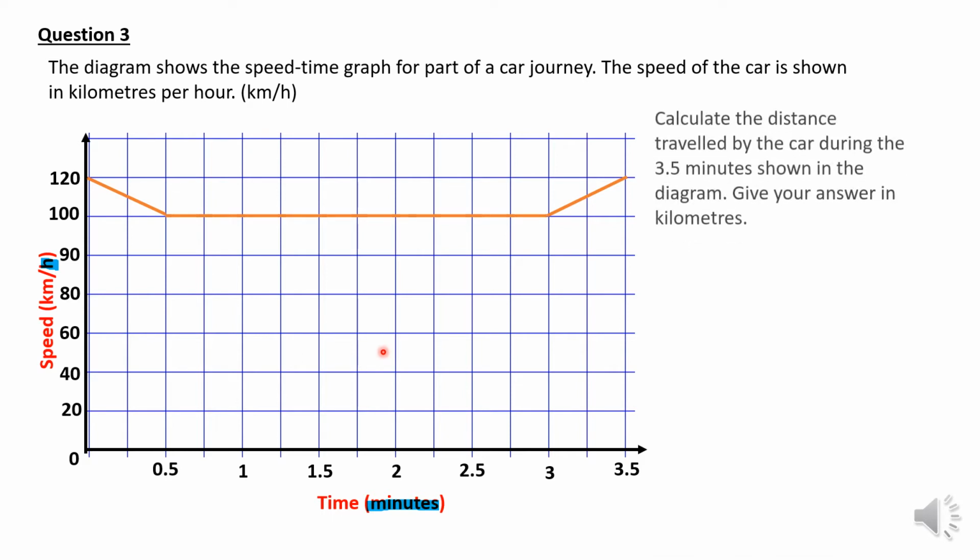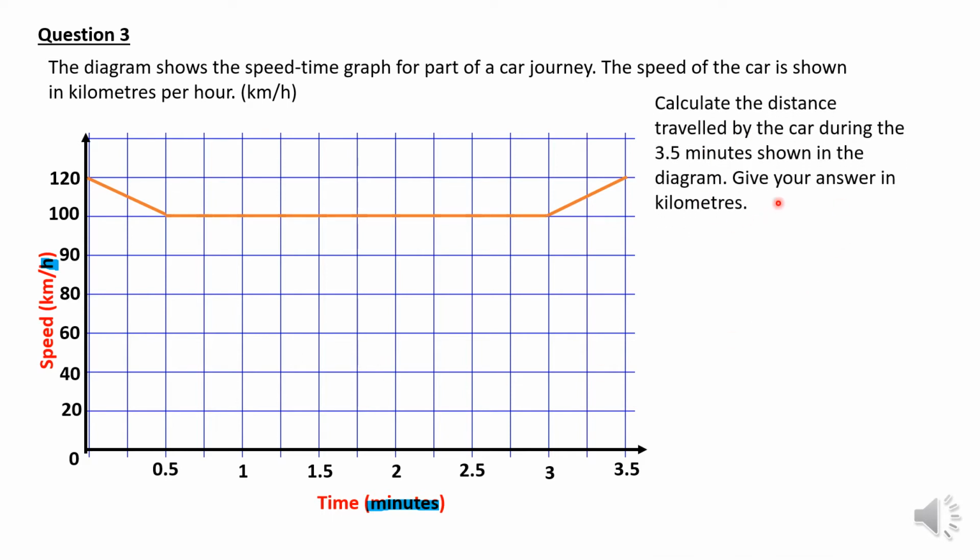Right, so they are asking us to calculate the distance traveled by the car during the first 3.5 seconds. And this is exactly what I'm saying. We're supposed to calculate the distance, and the distance is the area under the graph.